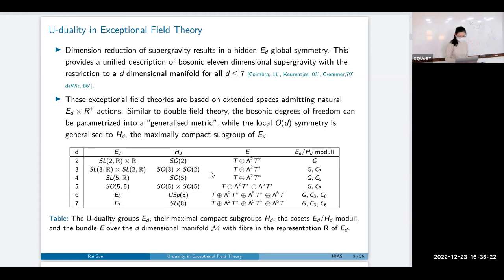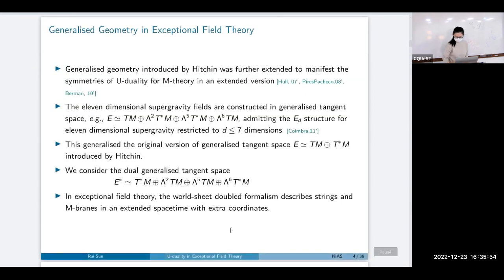So what we did in the paper is for SL5 and SO5, so the extended tangent bundle is like this and this. Here this is the wedge products of the cotangent bundle. The M2-brane dependence lives here, and here is the M5-brane dependence. Sorry, I cannot see this.